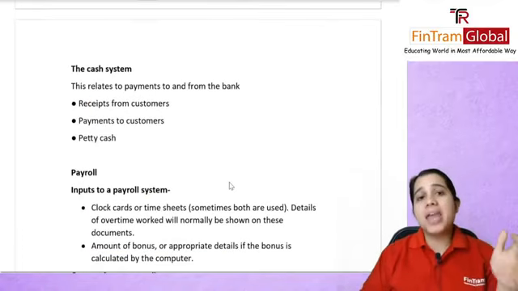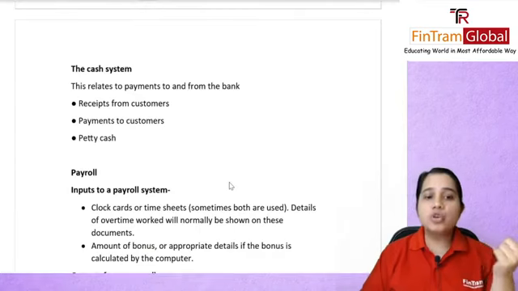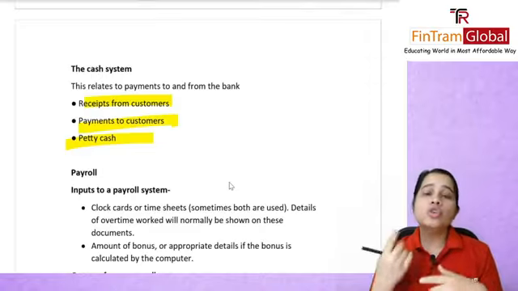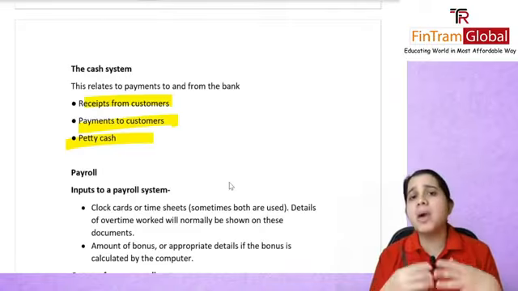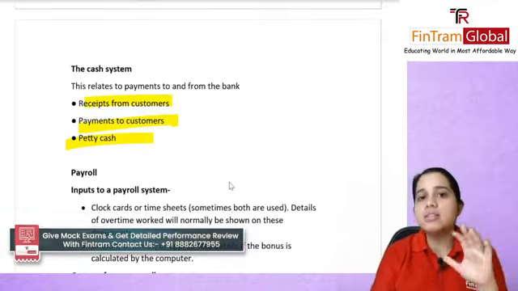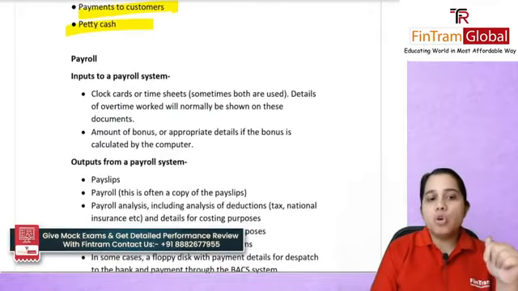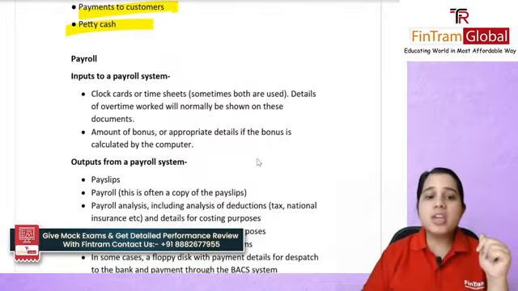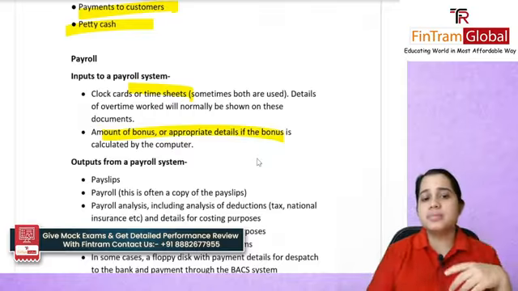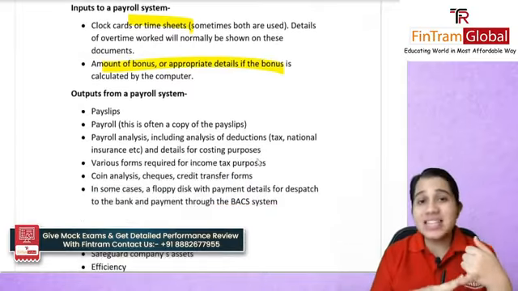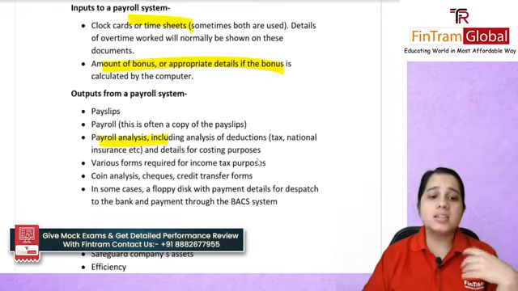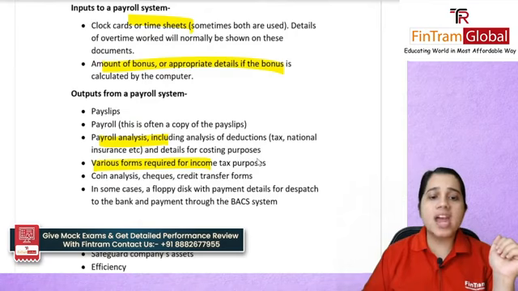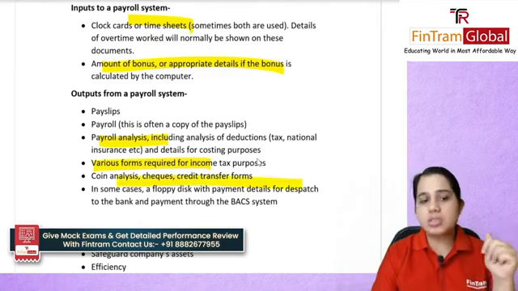Cash system: any payments to the bank, from the bank, receipts from customers, payments to customers, and your petty cash. For petty cash, a good practice is to do a bank reconciliation probably every month, so that you know it is also at the correct level. Payroll: you could have various inputs to your payroll system. You have your clock cards, the timesheets that employees fill, and the amount of bonuses. What are the outputs you get? You get your pay slips, your payroll analysis, and any information that you need for tax purposes. All of that will form a part of your outputs.